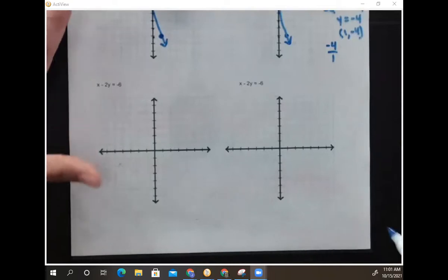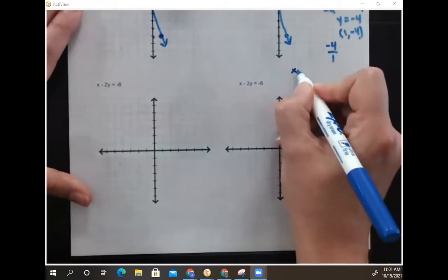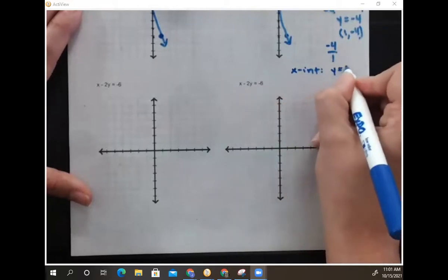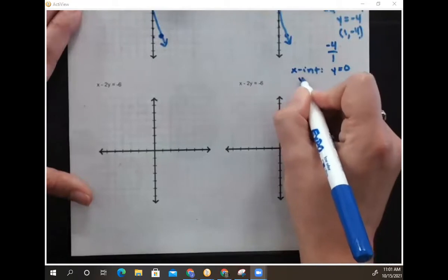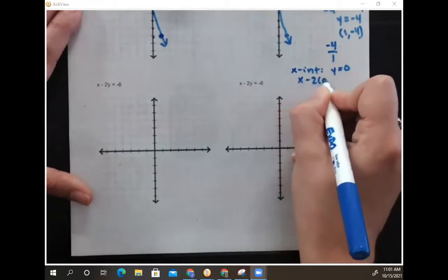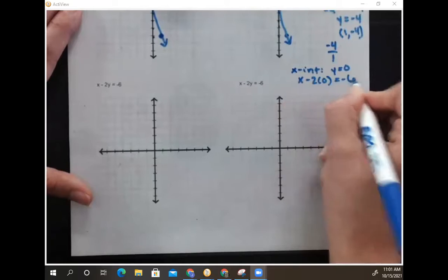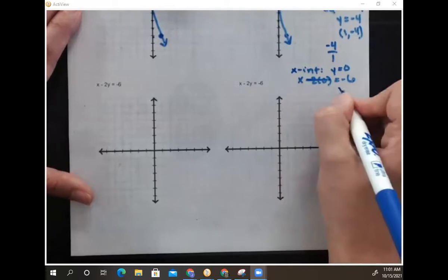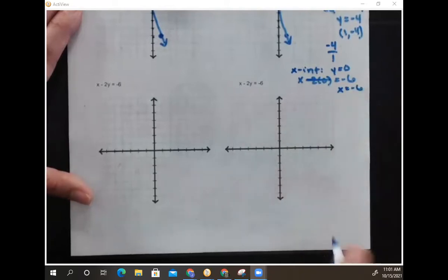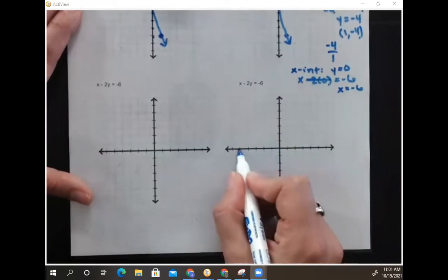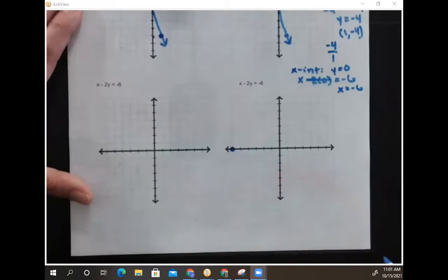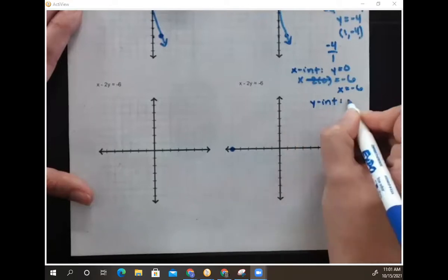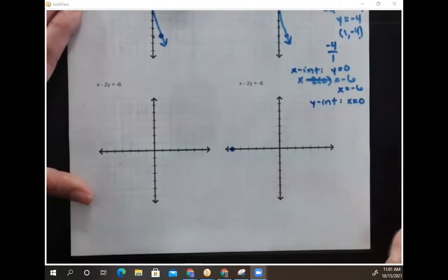Okay, we'll do it the opposite way this time. So our x-intercept happens when y equals 0. So I'm going to plug in 0 for y. That would be x minus 2 times 0 equals negative 6. Negative 2 times 0 is just 0. So I get x equals negative 6. 1, 2, 3, 4, 5, 6. Here's my x-intercept.